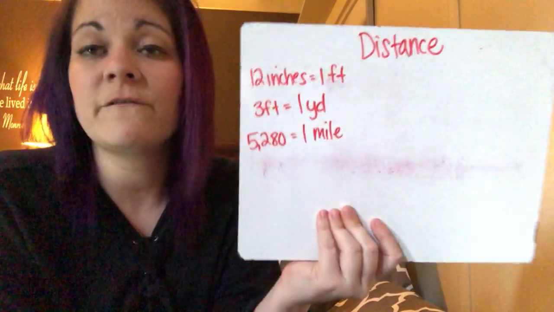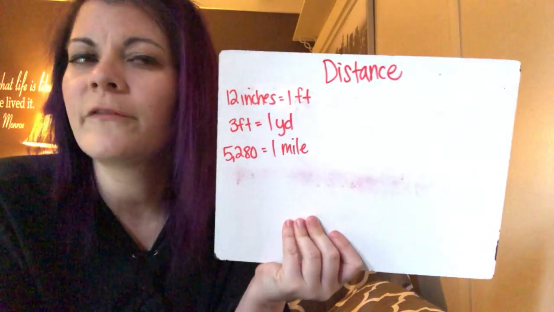So you need to know that 12 inches equal 1 foot, okay? 12 inches equal 1 foot. You also need to know that 3 feet equal 1 yard. And you also need to know that 5,280 feet equal 1 mile. Knowing these three conversions will help you solve any of them.